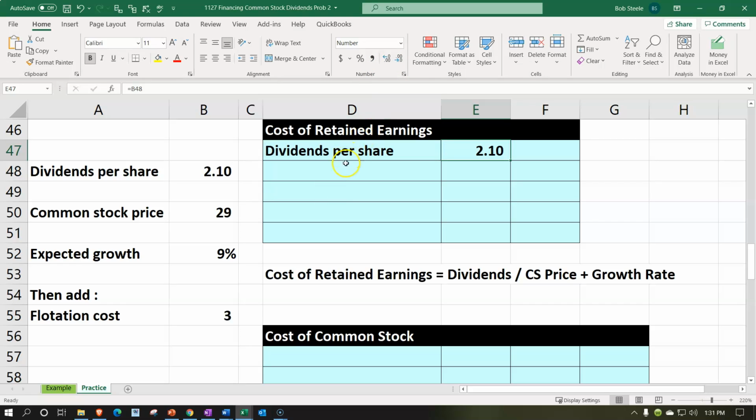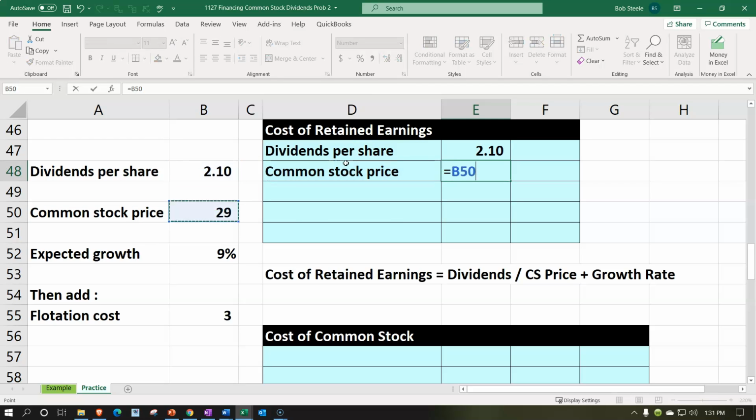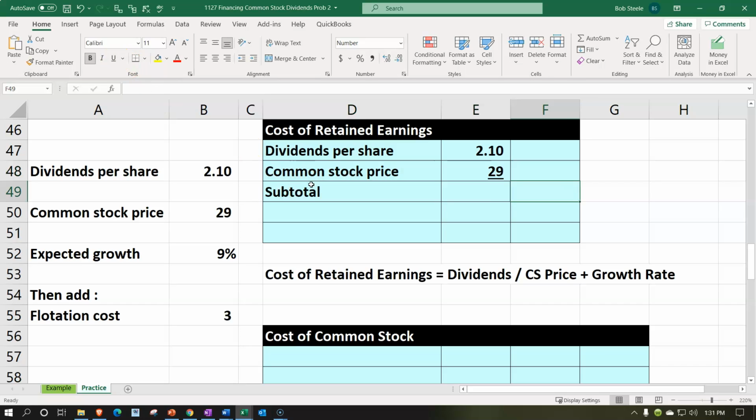And we're going to compare that to what we're going to get, because we're going to sell these things per share, $29. That's how much the market will pay us. So we're going to go to the font group and underline that. When we do that comparison, I'll call it a subtotal, the total below the other stuff. 2.10 divided by 29. Then this is going to be a percent, number group, percent, add a couple decimals.